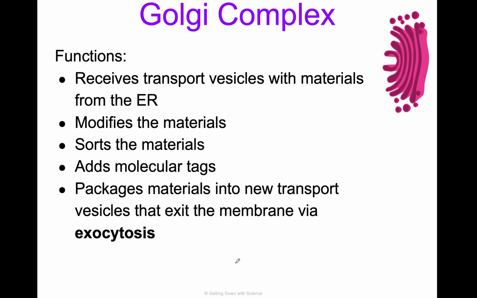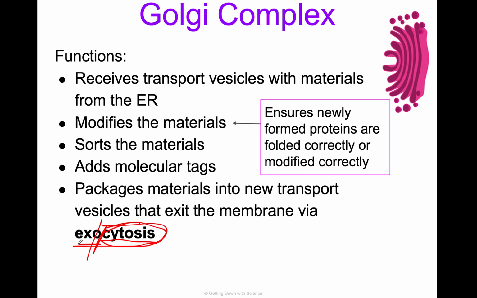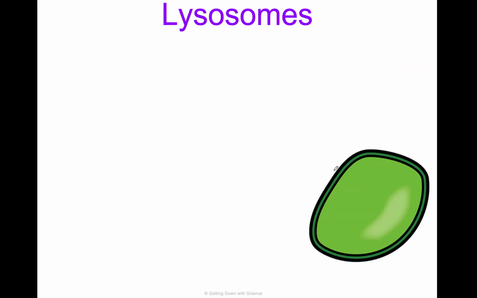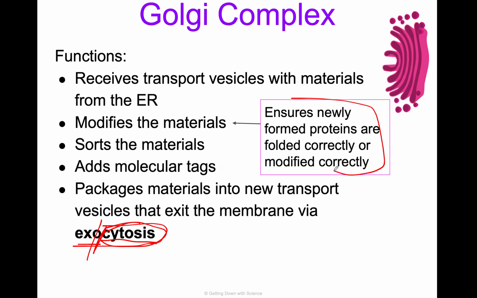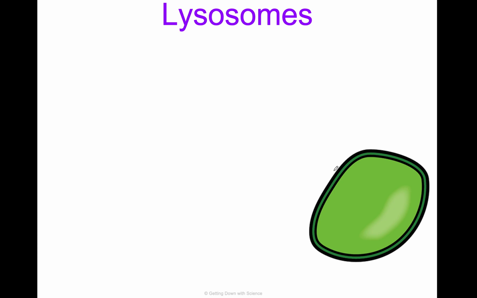It packages materials into new transport vesicles, and those vesicles exit the membrane via a process called exocytosis. Exo meaning out, cytosis meaning cell. So out of the cell, exocytosis. These modified materials, as I said, they ensure that these proteins are folded correctly, modified correctly, and get out to the right place. Cool.